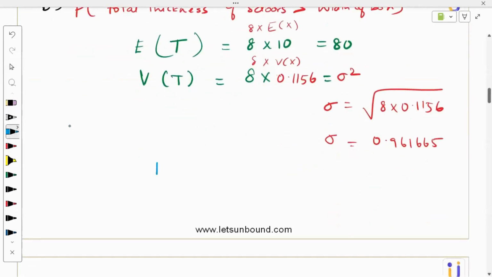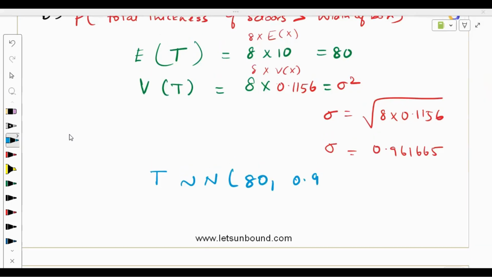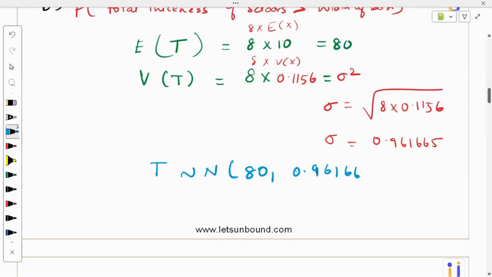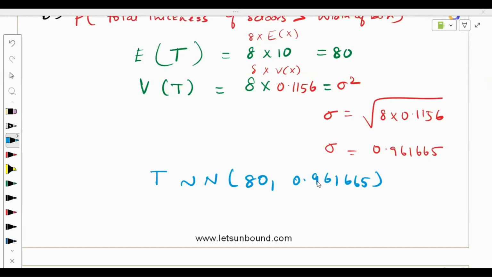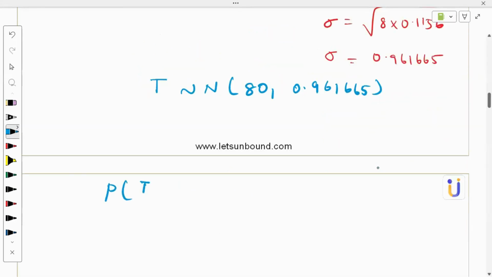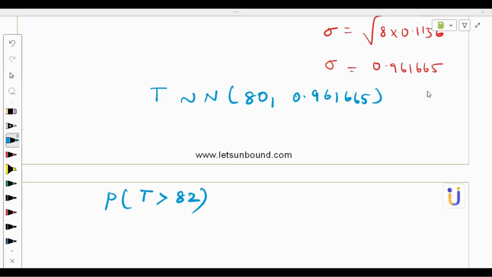So the thickness in this case is normally distributed with 80, 0.961. Let me use everything for a better result. Now, what should I do? Probability that the total thickness of the 8 doors is greater than the width of the box. What is the width of the box? 82. So the probability of T should be greater than 82. Right? We're going to use normal CDF and solve this one.